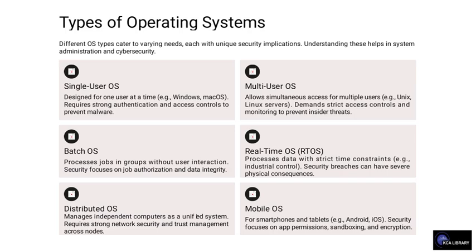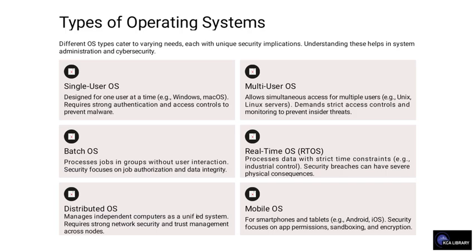We also have the batch OS, and for this, it processes job in groups without interaction, and its security focus is on job authorization and data integrity. The next type is the real-time OS, and this processes data with strict time constraints. An example of this is industrial control. And security breaches can have several physical consequences.